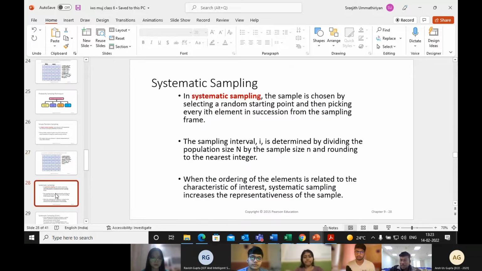Now, systematic sampling. In systematic sampling, the sample is chosen by selecting a random starting point. So the first person you choose randomly, and then pick every ith element in succession. So first you pick the first person, and then every 12th or every 15th or every 20th, depending upon what I is. The sampling interval I is determined by dividing the population size by the sample size. Like I said, out of 60 students, if you want a sample of 5, you divide 60 by 5, you get 12. Therefore, you pick up the first person and keep adding 12. That is how you get the value I, and by the time you get the 5th person, the entire population gets covered once.